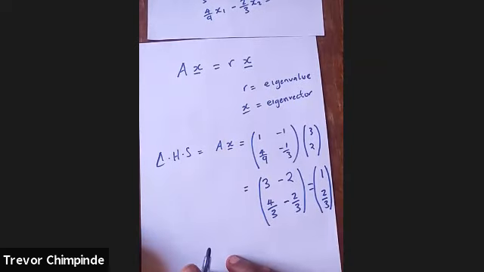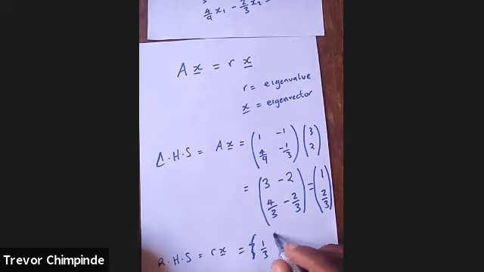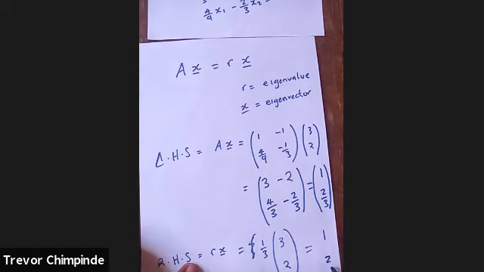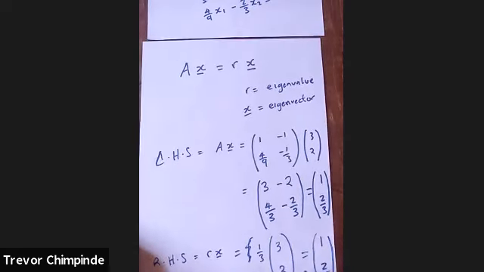Then the right-hand side, you're multiplying the eigenvalue and the eigenvector. The eigenvalue is 1/3. The eigenvector is 3, 2. So it's 1/3 times 3, which is 1, and 1/3 times 2, which is 2/3. So this is the way to verify it. You see that your right-hand side gives you the same.